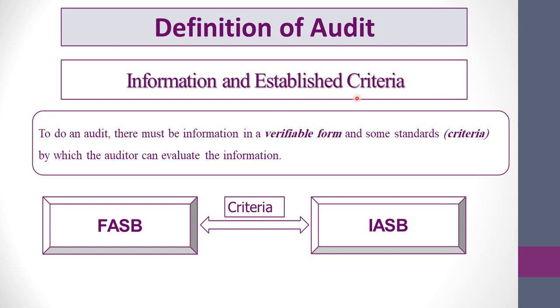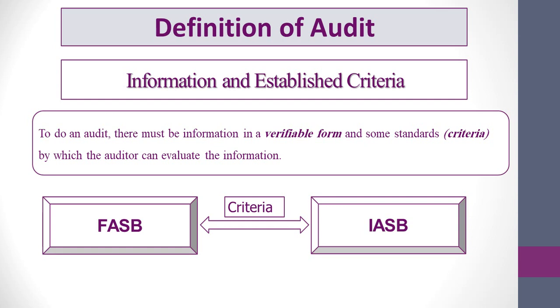Meaning, to do an audit, there must be information in verifiable form and some standards or criteria by which the auditor can evaluate the information. So we are saying that to have an audit you have to have information in a form that you are going to accept, in a way that allows verification. Okay, and also there are some standards the auditor has to follow. These standards are what the auditor follows to evaluate the information.